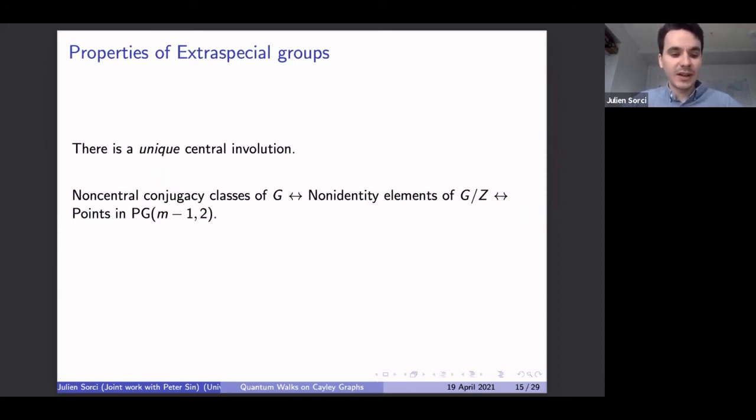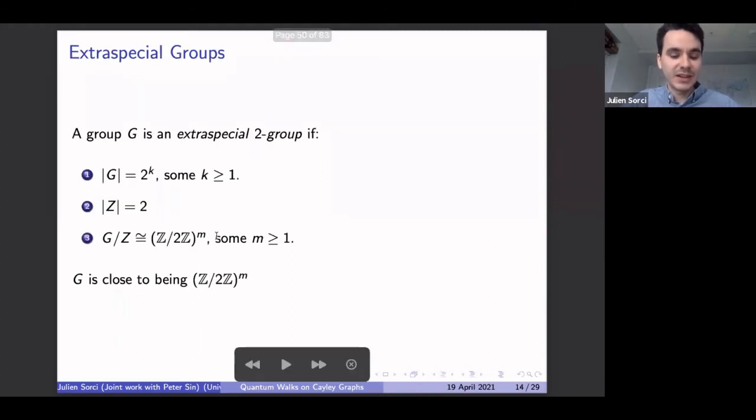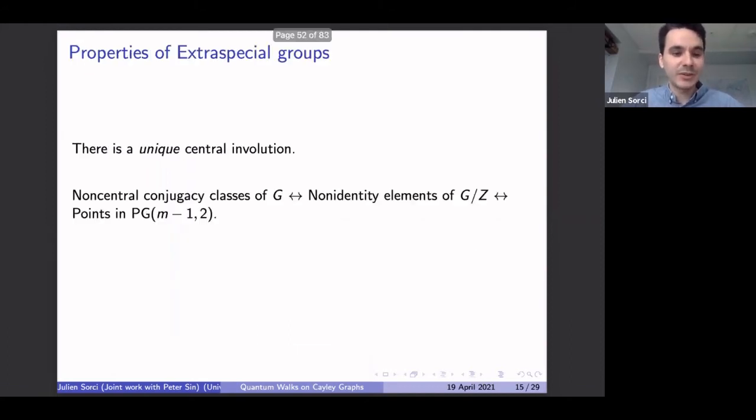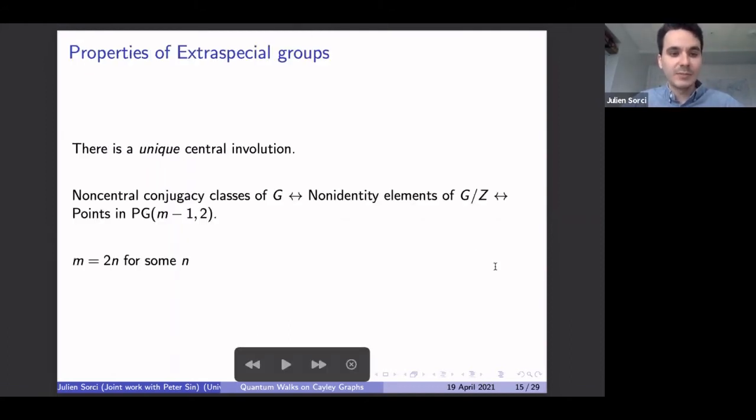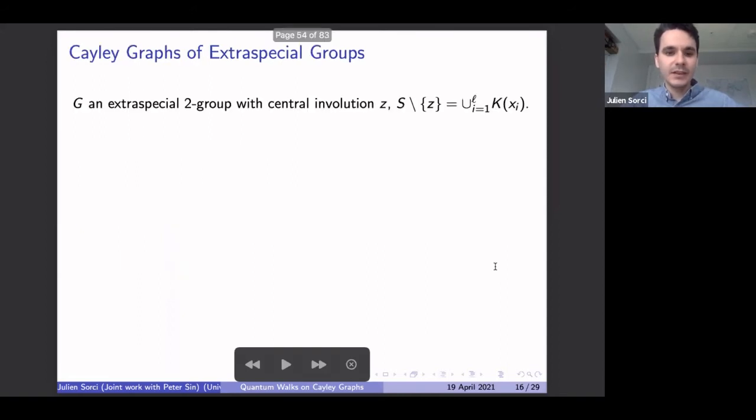Another small thing that I just wanted to mention real quick is that this integer m is even. So this m was the exponent here in the elementary abelian 2-group part. It's known that that's even, so I'll just write it as 2 times some integer n. That's just a small thing. Right. Okay, so moving along.